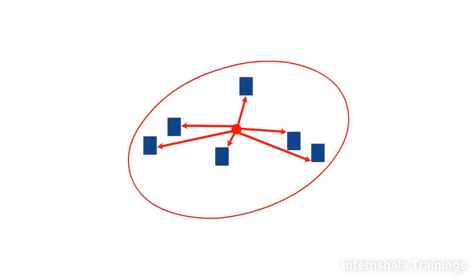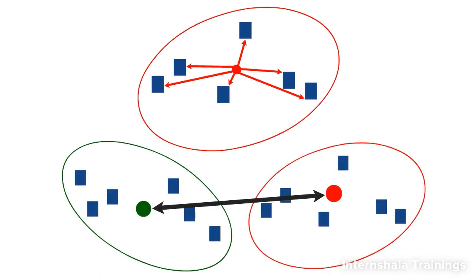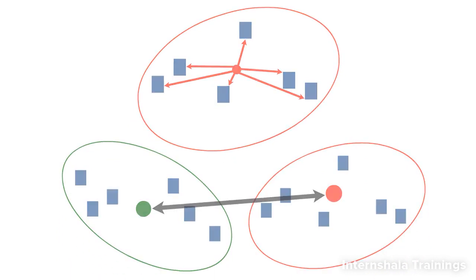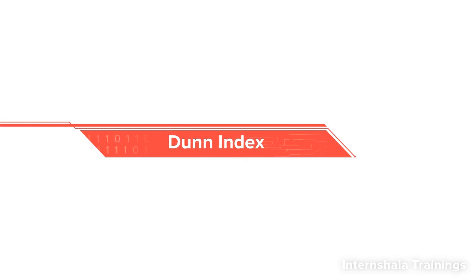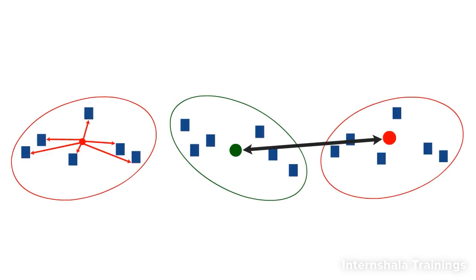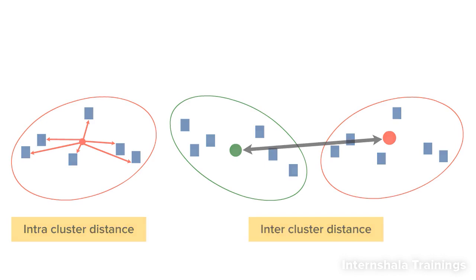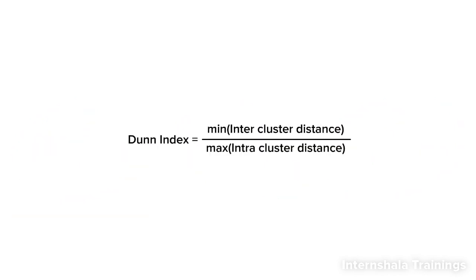Although inertia considers the distance within a cluster, it overlooks the difference between the different clusters. To counter this issue, let's look at another metric, that is Dunn index, which is used to evaluate the clusters. Dunn index considers the distance between the centroid and points, that is intra-cluster distance, plus it also takes into account the distance between two clusters, that is inter-cluster distance. Dunn index is the ratio of the minimum of inter-cluster distances and maximum of intra-cluster distances.